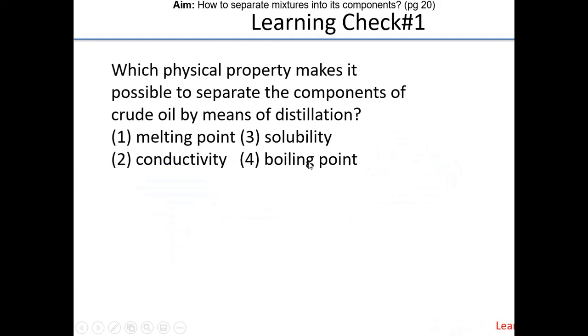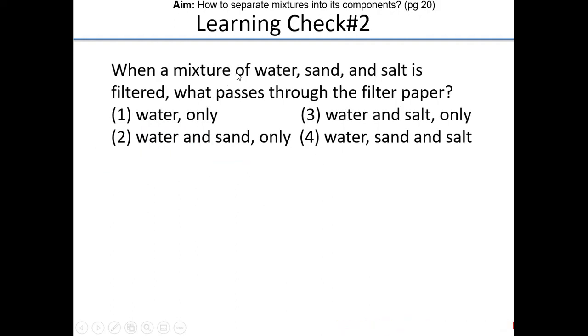Let's do a couple of learning checks. Which physical property makes it possible to separate components of crude oil by means of distillation? Pause the video and resume once you have the answer. The answer is 4, boiling point. Number 2: when a mixture of water, sand, and salt is filtered, what passes through the filter paper? Try to do this and resume the video once you've got the answer. Okay, so the answer is 3. The sand will stay stuck on the filter paper. Water, which dissolves the salt, will pass through the filter paper.